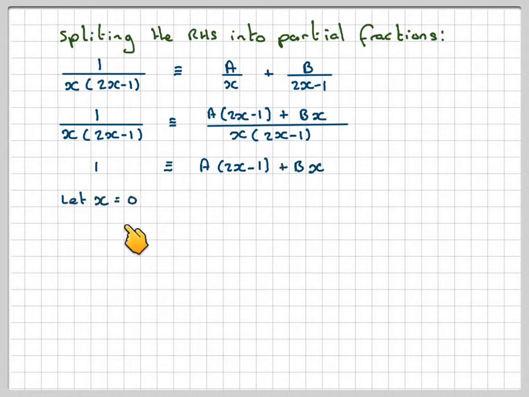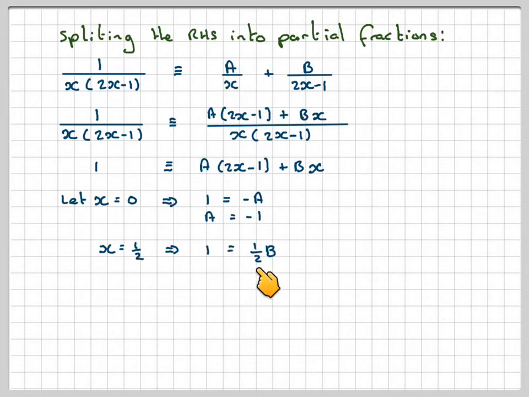If we let x be equal to 0, that means b won't occur, so we put 0 in here, we're going to get minus 1 times a is 1. So that means 1 is equal to minus a, so a is equal to minus 1. If we let x equal a half, i.e. this bracket will be equal to 0, we're going to get that 1 is equal to a half b, therefore b is equal to 2.